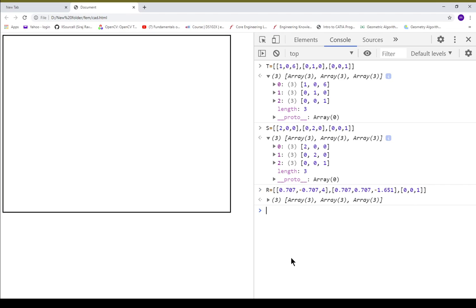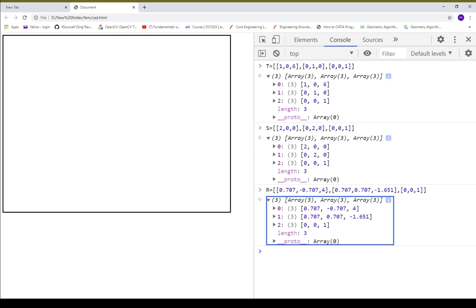Okay, so I just hit enter and check this matrix with this. So it is the same matrix which I am getting. Okay, so this is what I got right now.